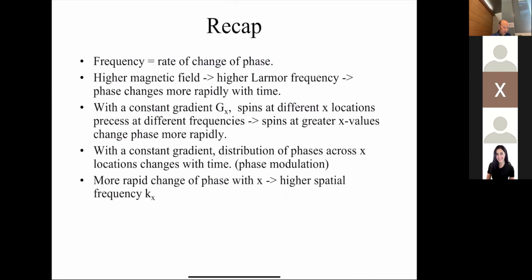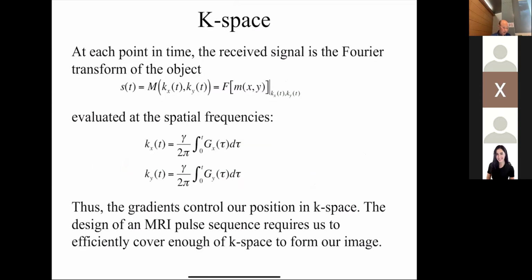So this is just a recap. Remember, frequency is the rate of change of phase. Higher fields give higher frequencies, so the phase will change more rapidly with time. And then we use the gradients to make the phase patterns. If it's a constant gradient, then the distribution of phases changes with time, so it's phase modulation. The more rapidly the phase changes, the higher the spatial frequency. And so at each point in time, the MRI signal is simply the Fourier transform evaluated at these spatial frequencies. So the design question becomes, how do we go through k-space as quickly or as efficiently as possible? What's the best way to go through k-space? It turns out that there are many answers depending on what you decide to do. Today, we're going to do the most simple one.